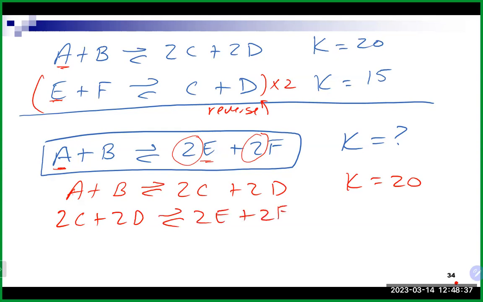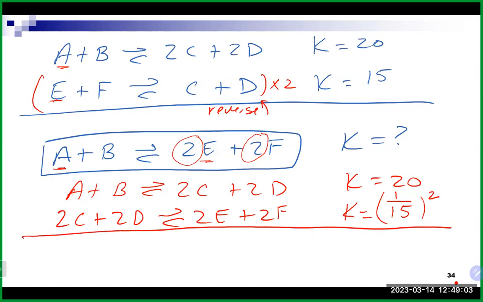So now I need to keep track of what I did. My original K value was 15. I reversed it, which means I should take 1 over the K value, so 1 over 15. And I also multiplied by 2, which means I then should square it as well, right? So those are all the things that we did to it. Now, if we did this correctly, we should be able to cancel out the C's and the D's since they're on opposite sides. Everybody on the left stays on the left, everybody on the right stays on the right, and we did hit the same equation that we're looking for.